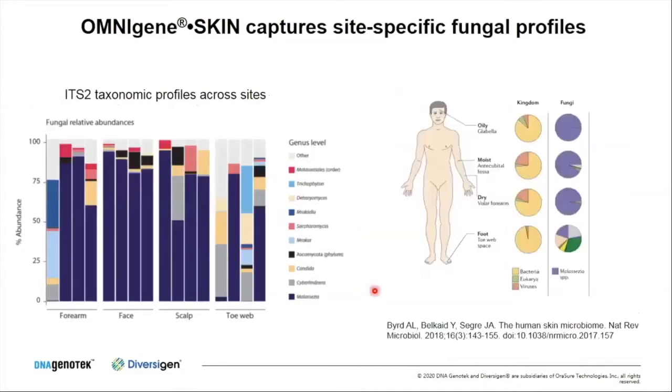This is the same data, but showing the ITS2 taxonomic profile and the relative abundance of fungal genera. You see that forearm, face, and scalp samples tend to be dominated by Malassezia, a skin commensal, a genus that's very well established to reside on the skin of humans. As you can see, it's the most abundant fungal genus across most sample sites. But again, the toe web samples were quite different, and we were able to see a greater diversity of fungal signatures and genera in them. That's again something that's been reported in the literature. So OMNIgene SKIN really can capture site-specific fungal and bacterial profiles.